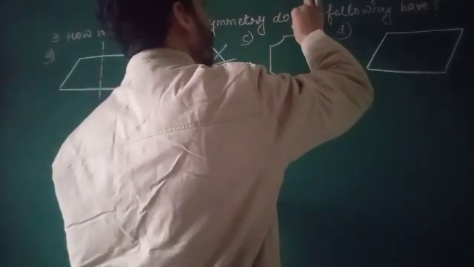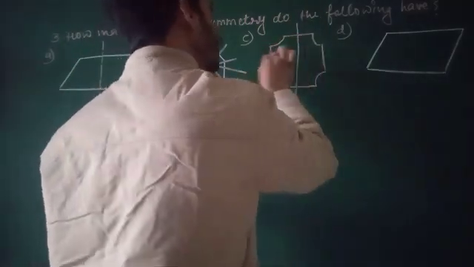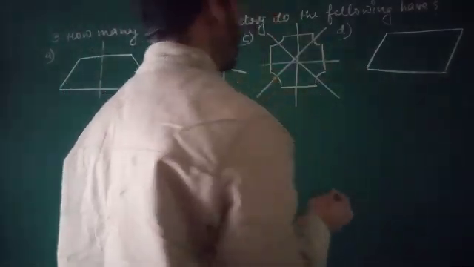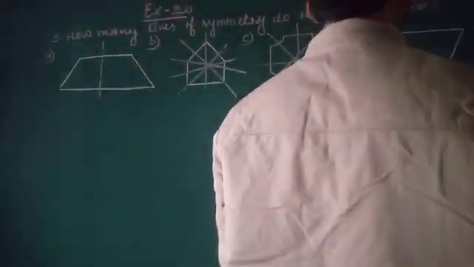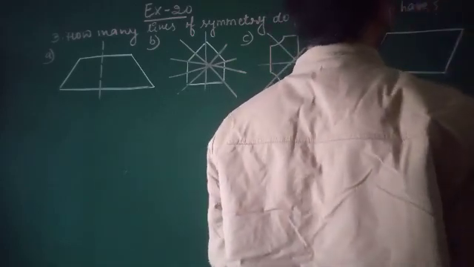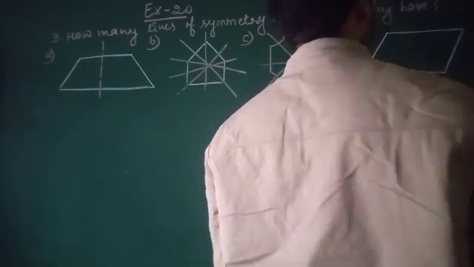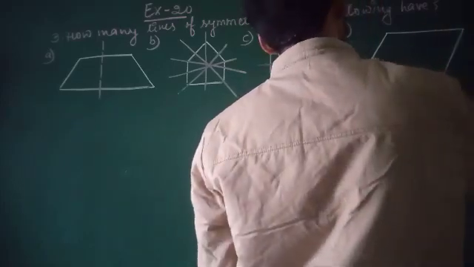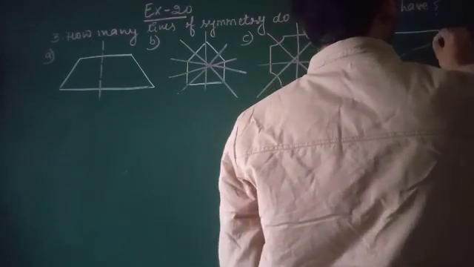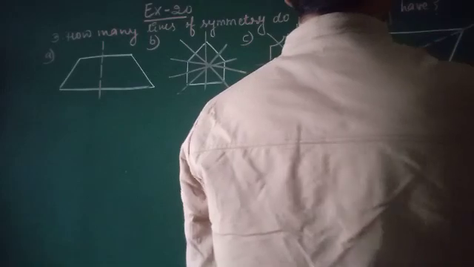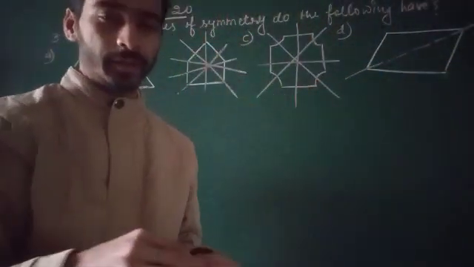In this figure there are 4 lines of symmetry. 1, 2, 3 and 4. There are 4 lines of symmetry. In this figure there are 1, 2, 3, 4. There is only 1 line of symmetry. Only 1 line of symmetry. And this cannot overlap. There is only one line of symmetry in this figure.